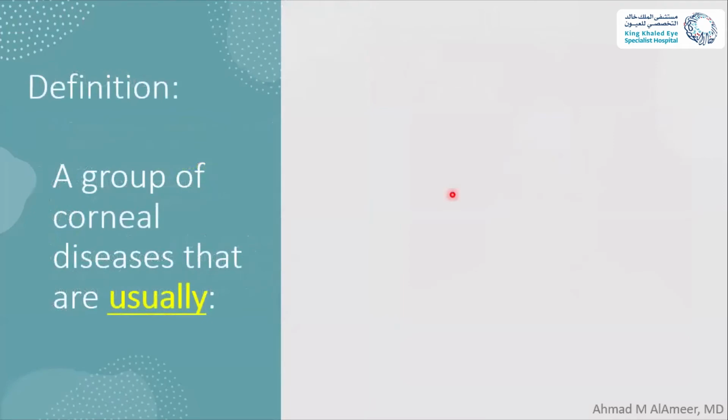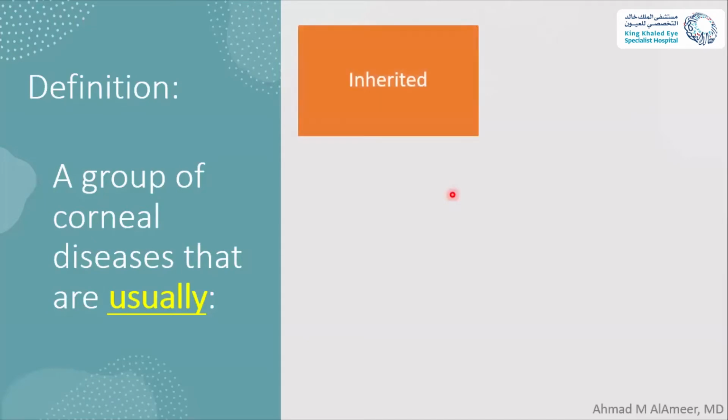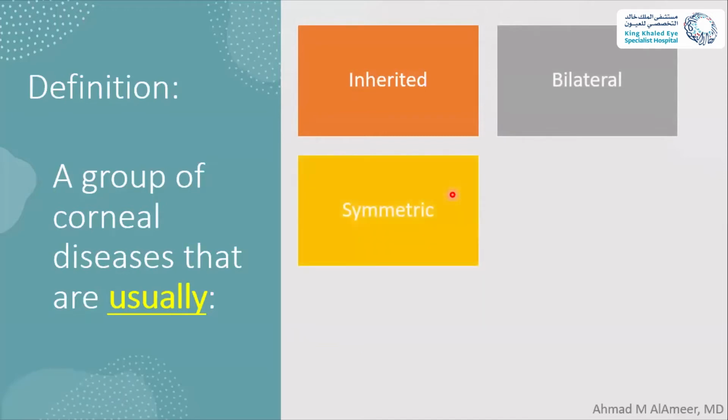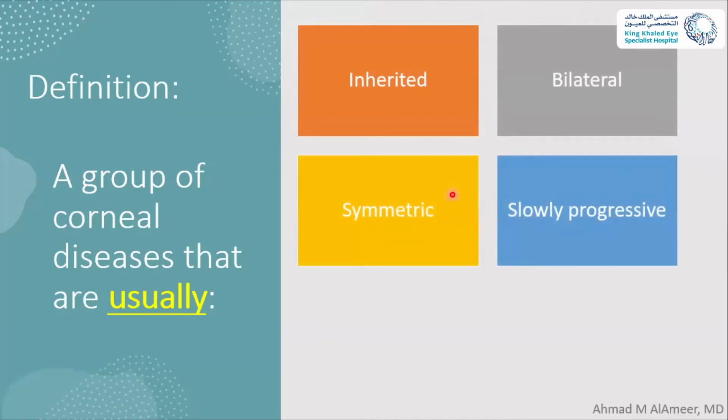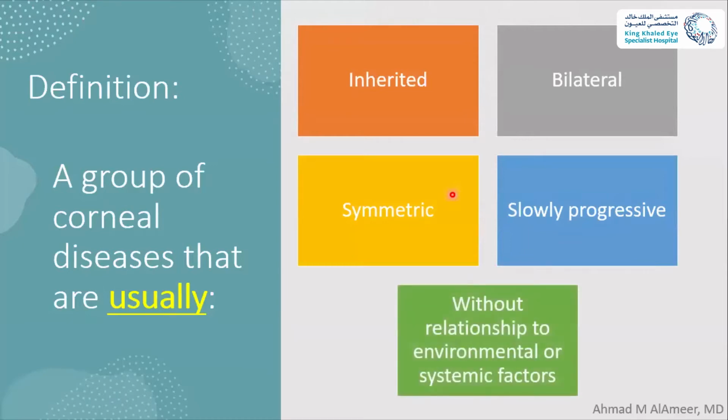So what is the definition? This is a very important slide. It's a group of corneal diseases that are usually, not always, inherited, they are bilateral, symmetric, slowly progressive, and without relationship to environmental or systemic factors.